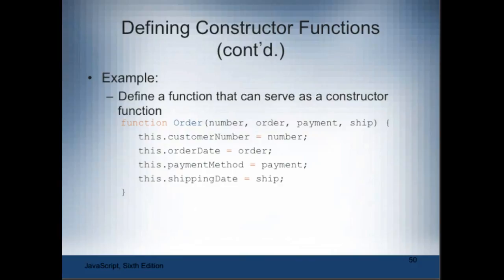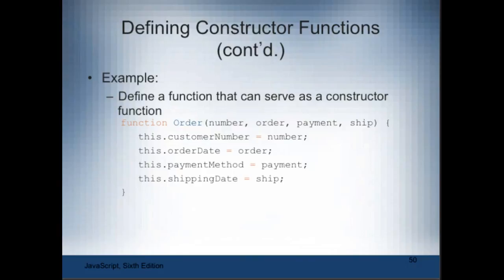Let's take a look at this example constructor function. It includes 4 properties: customer number, order date, payment method, and shipping date. To add a property to a constructor function, you must add a statement to the function body that uses the this keyword with the following syntax: this.property_name equals value. In the case of a custom JavaScript object, the this keyword refers to the object that calls the constructor function.